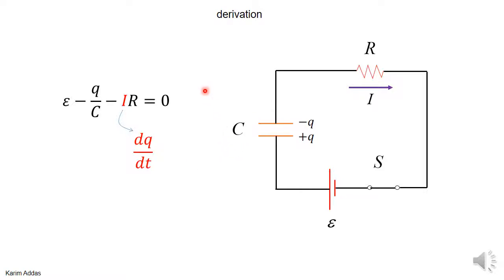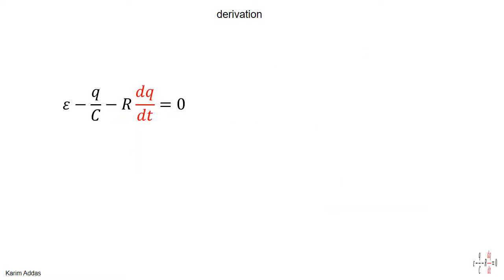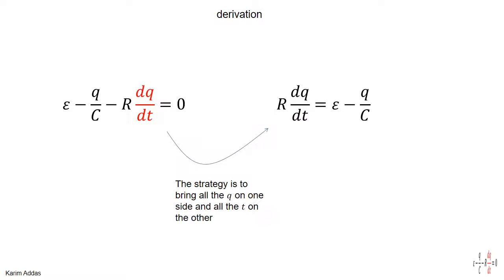If you haven't seen the video of how we got this equation, then go back and do that and then continue. So when you put the current as dq by dt, you get this differential equation. Now, how can we tackle a differential equation like this? Well, the strategy is going to be to try and bring all the q on one side and all the time on the other. So the first thing, let's just bring this R dq by dt on the other side. So you have R dq by dt, and then you have epsilon minus q over C on one side.